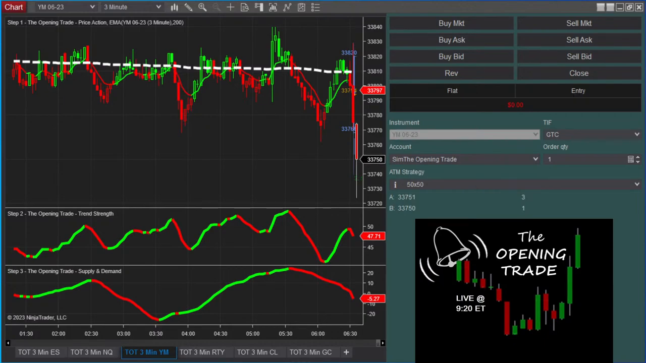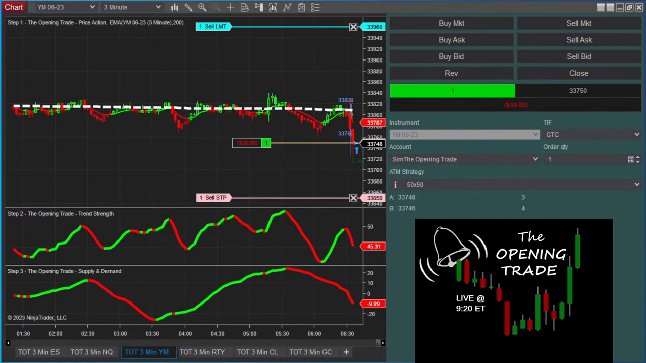We have less than a minute before our first automated trade. Order submitted. And there we go. It fired off. The automated trade indicator was met. So we're going to let it do its thing.